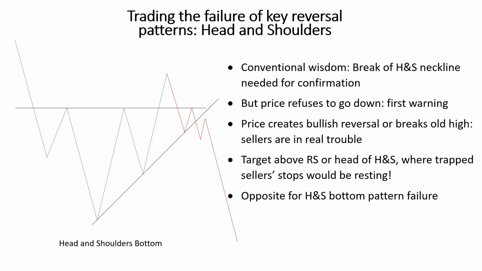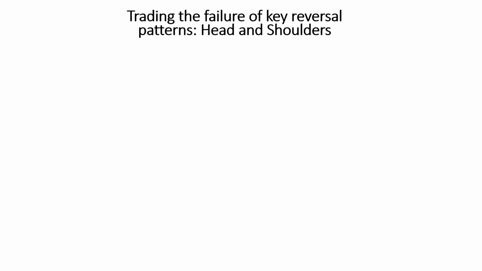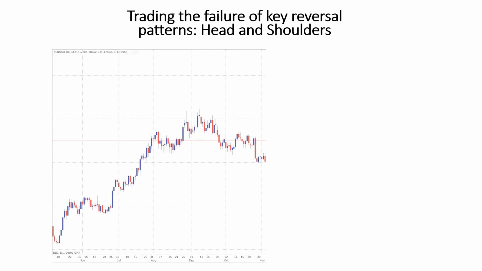So now I'm going to show you a few examples of how a failed head and shoulders pattern would look on the charts, and I'm going to start off by looking at this euro dollar daily chart. As you can see, the euro dollar was forming this head and shoulders reversal pattern in the summer of 2017. Price completed the head and shoulders formation right here when it broke the neckline, and at that moment in time things were looking quite bearish.